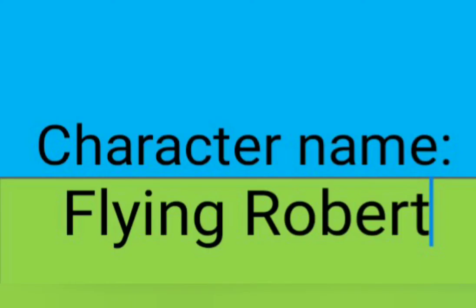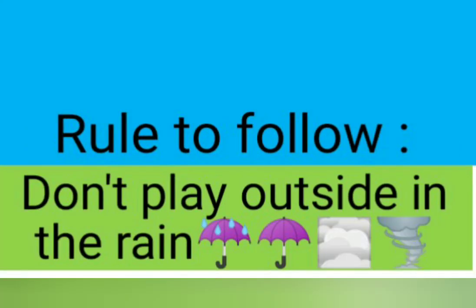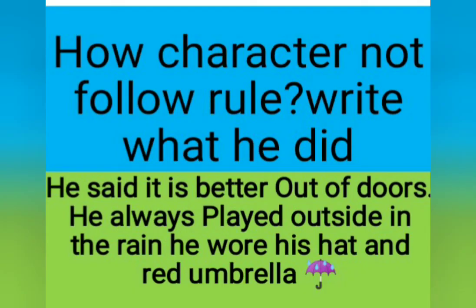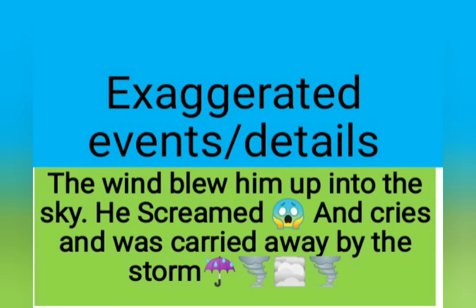Character's name: Flying Robert. Rule to follow: don't play outside in the rain. How did the character not follow this rule? Write what he did. He said it is better out of doors. He always played outside in the rain. He wore his hat and red umbrella. Exaggerated events or details. The wind blew him up into the sky. He screamed and cried and was carried away by the storm.